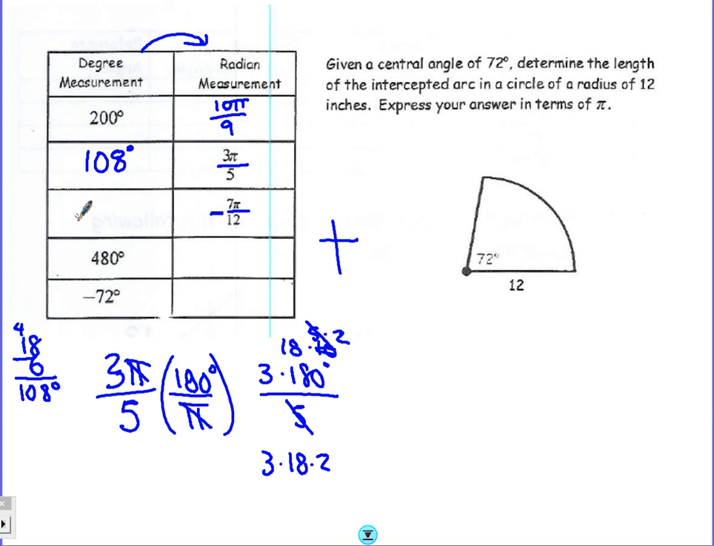Okay, given a central angle of 72 degrees, determine the length of the intercepted arc in a circle with a radius of 12. Express your answer in terms of pi. So there's a formula. I think we're going to give it to you. It's a pretty simple formula, but it's given on the final exam. So S equals r theta means the arc length equals the radius times the angle measure, but this needs to be in radians. So we need to change that 72 degrees to radians first.